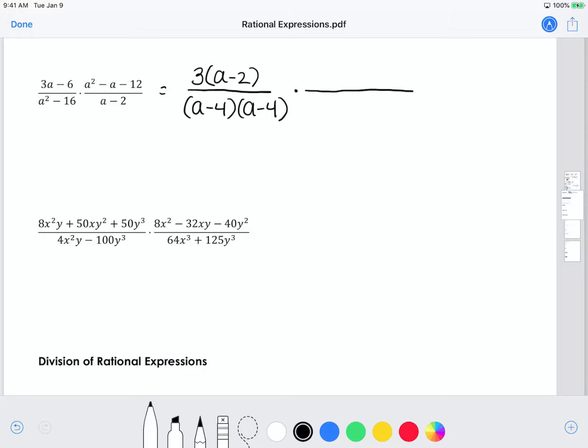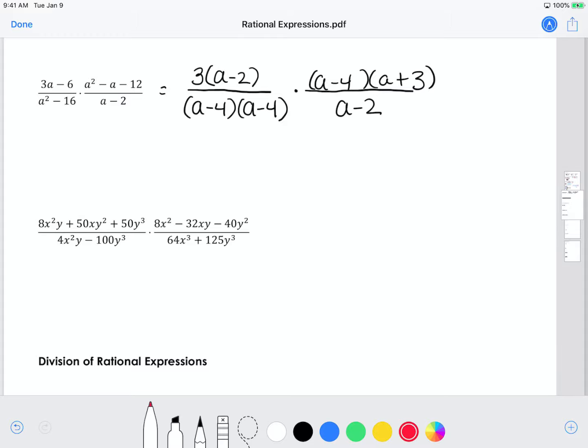In the second factor of this product, in the numerator we have a squared minus a minus 12. If I factor that, I will have a minus 4 and a plus 3. And in the denominator of the second fraction, I have a minus 2, which is already completely factored, so I can just carry that down.